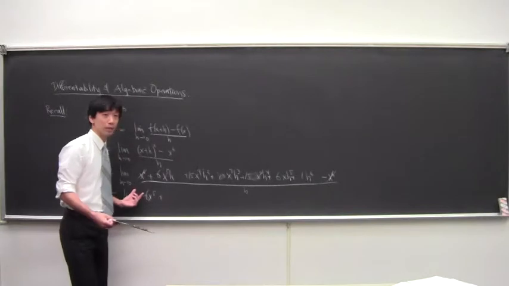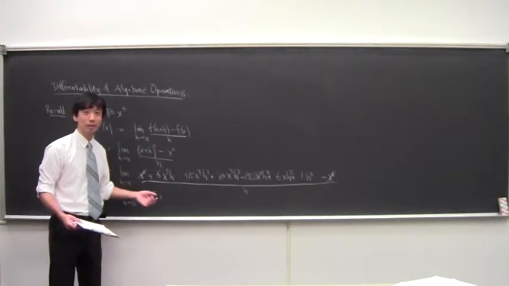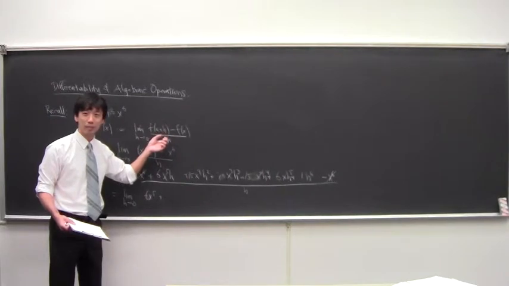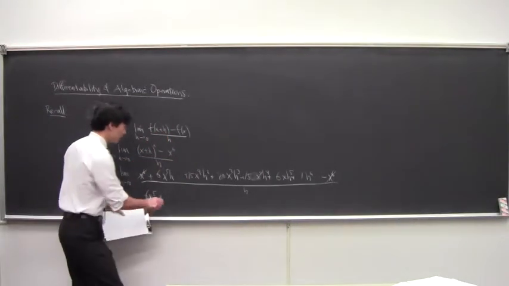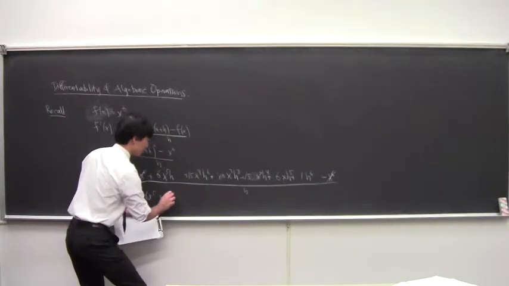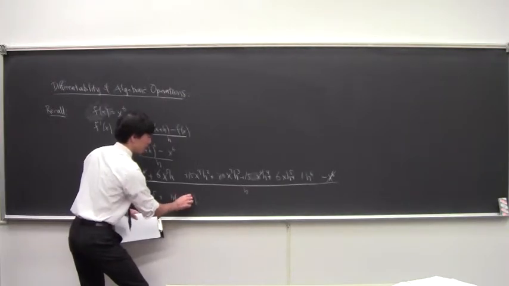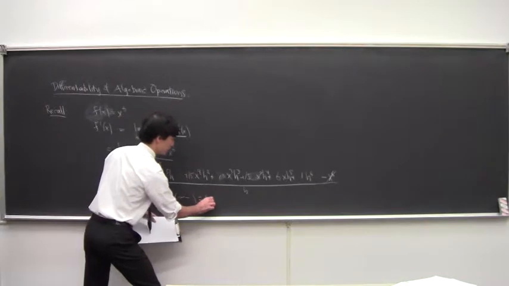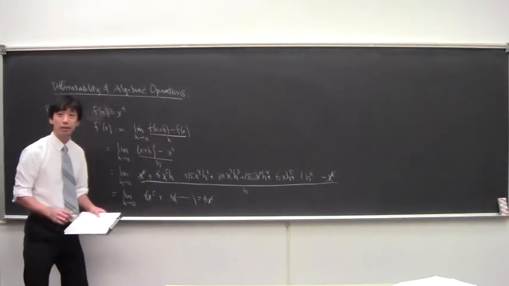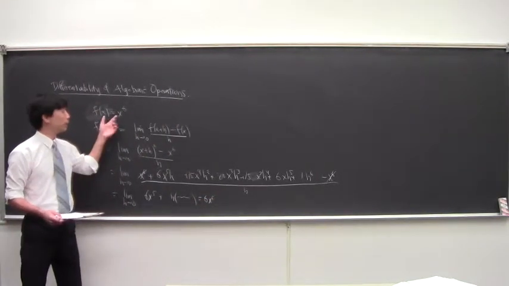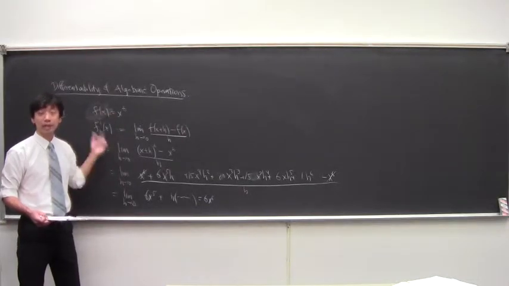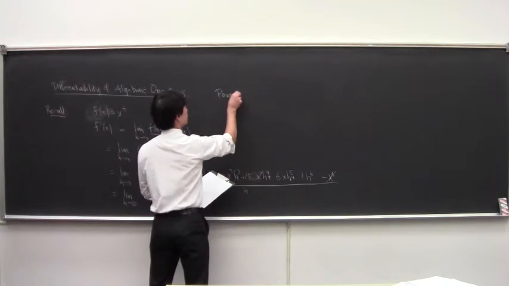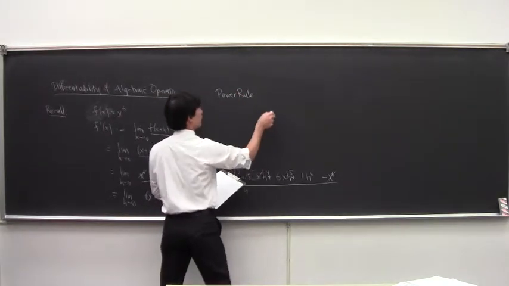And so when h goes to 0, what happens to those guys? They all go to 0 too, right? Each of these guys has some h in it, h times some other stuff. And so when h goes to 0, this thing goes to 0, and you have 6x to the fifth. And that's how we got the derivative of x to the sixth. And that's how one shows the power rule, which you've seen before.